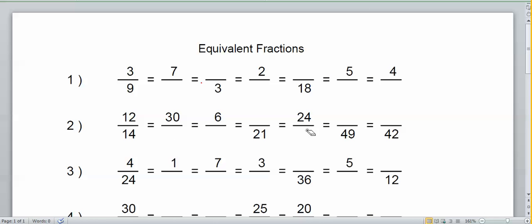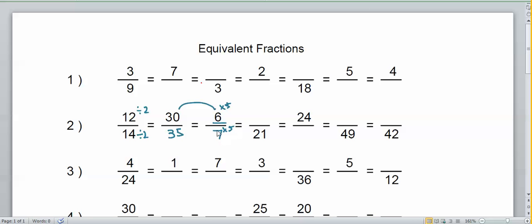What can we do? Well, if we have a look over here, 12 by 2. So if we divide this 12 divided by 2, then that's going to give us 6, which means we have to do the same to the bottom. So divide by 2 gives 7. So 6 over 7 is the same as 12 over 14. Let's look at this one. 6 to 30 means we'd have to multiply this by 5, which means we would have to multiply this by 5. So 30 over 35 is the equivalent fraction.